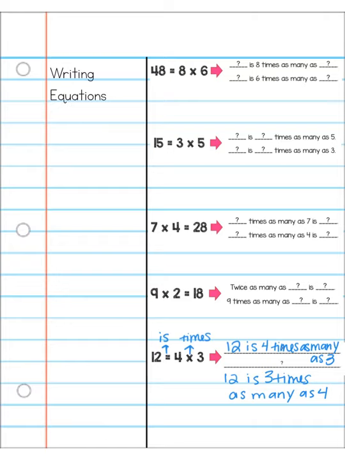There are also a couple other ways I could switch it around. I could say 3 times as many as 4 is 12. So there are several different ways that you could write that, but what it really boils down to is that 4 equal groups of 3 is going to make 12, or 3 groups of 4 is going to make 12.